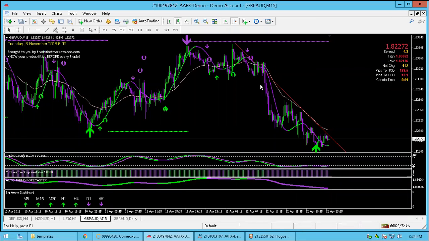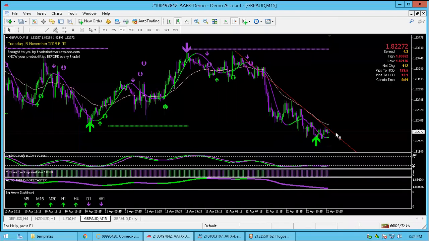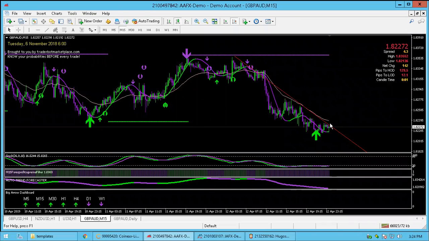In terms of this pair, we just stuck with the triple arrow system. We do have the money tree string. We've got the big arrow. We don't have that buy sell line yet, but it could potentially appear. If it broke this, I would stay in the trade, and if it continues down, I'd probably get out and cut my losses.